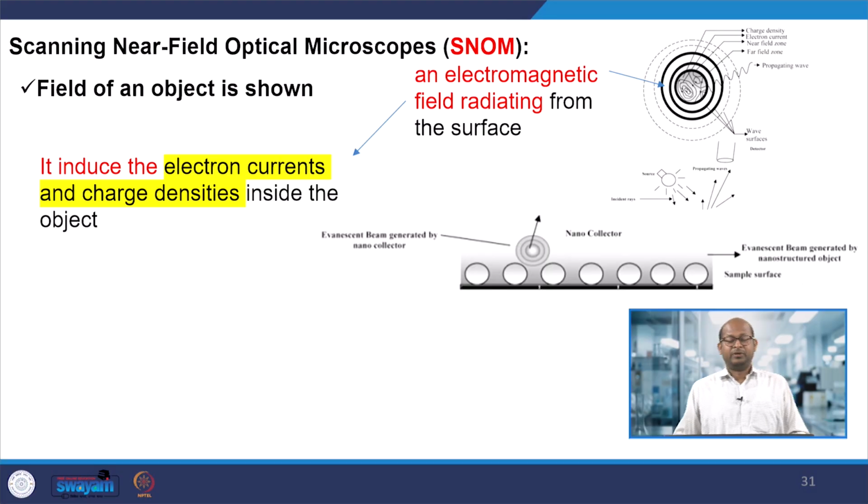Okay, so here I said that we can get electromagnetic field radiation from the surface. That comes from the electron currents and the charge density present inside the object. So charge density and electron currents are both induced.